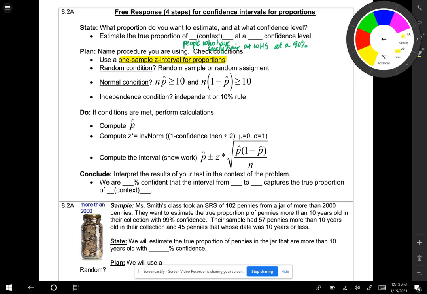And then lastly, in your conclusion, interpret the results of your test in the context of the problem. So we are 90% confident that the interval from 0.6 to 0.72 captures the true proportion of people who have curly hair at West High School, something to that effect. And so let's go ahead and do an example.